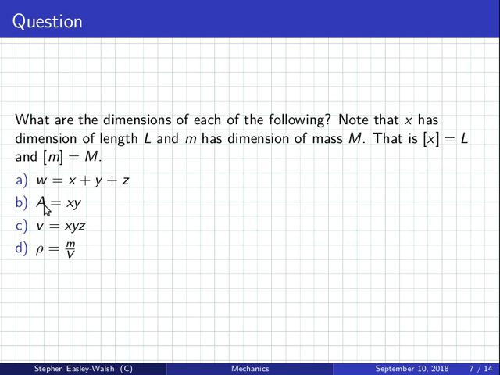I want you to work out the dimension. And the only clues I give you is I tell you what X is, and I tell you what M is. Let's just do the first one together. Who knows what the dimension of W is? Yeah. No, but why?